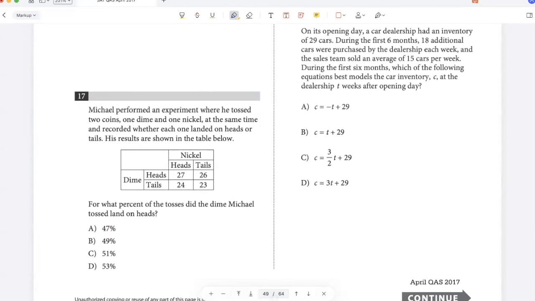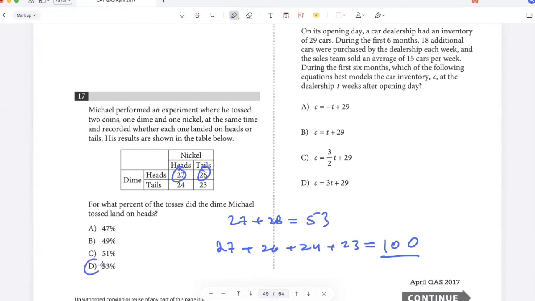Okay, so total, how many tosses were there? 27 plus 26 plus 24 plus 23. 7 and 6, 13 and 4, 17 and 3, 20. 2, 4, 6, 8, 10. Okay, so 100 tosses, and the dime landed on heads for 27 plus 26, which is 53. So 53%.